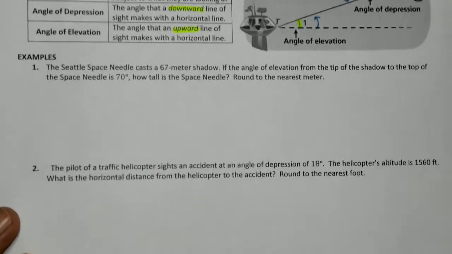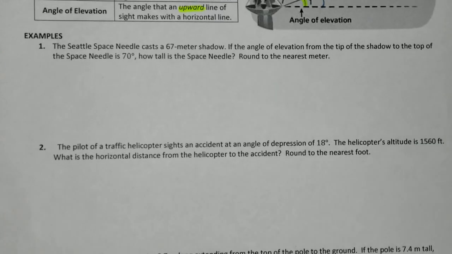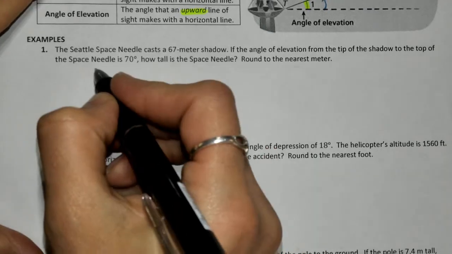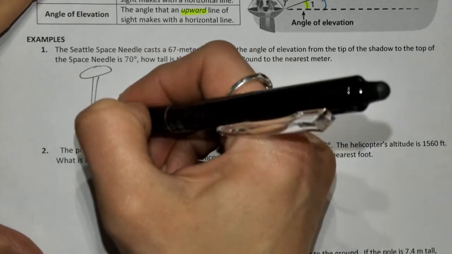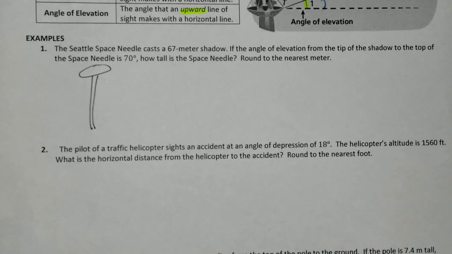The first problem here is we have a Space Needle that casts a 67 meter shadow. The angle of elevation from the tip of the shadow to the top of the Space Needle is 70 degrees. How tall is the Space Needle? So let's go ahead and take a look at what this looks like. Here's my Space Needle. I know it doesn't look like that, but whatever.